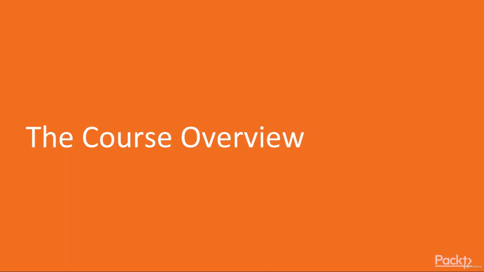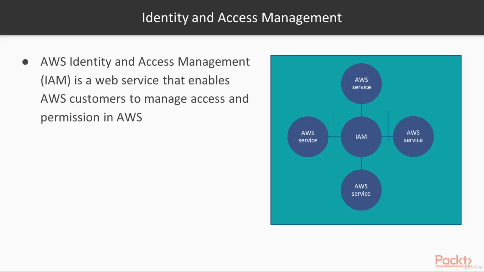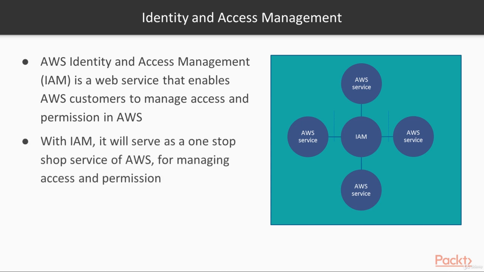In this short video, I will give you an overview of things you will learn in a fast-paced and exciting course on identity and access management. Okay, let's start. So an overview: AWS Identity and Access Management is a web service that enables AWS customers to manage access and permission in AWS. With IAM, it will serve as a one-stop shop service of AWS for managing access and permission.